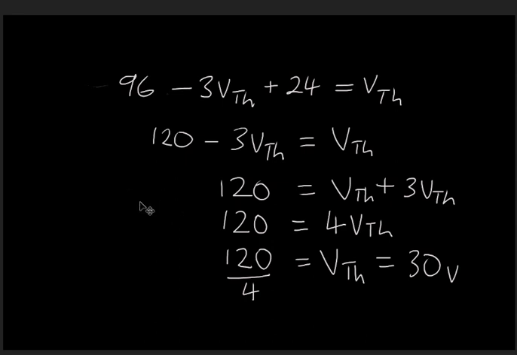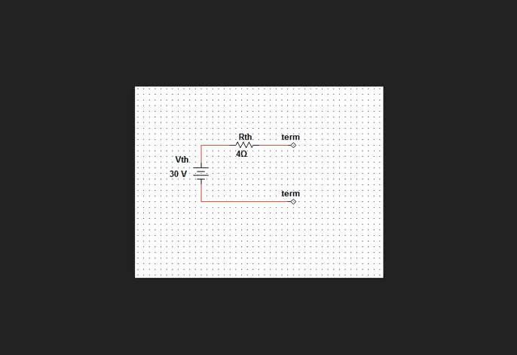Since we arrived at the values for R Thevenin and V Thevenin, we are able to show you guys what the equivalent circuit would be. So this is the equivalent circuit according to Thevenin's rules, or Thevenin's Theorem. We have R Thevenin being 4 ohms, and we have V Thevenin being 30 volts. So guys, that is the equivalent circuit using Thevenin's theorem for our circuit. Thank you guys for watching.